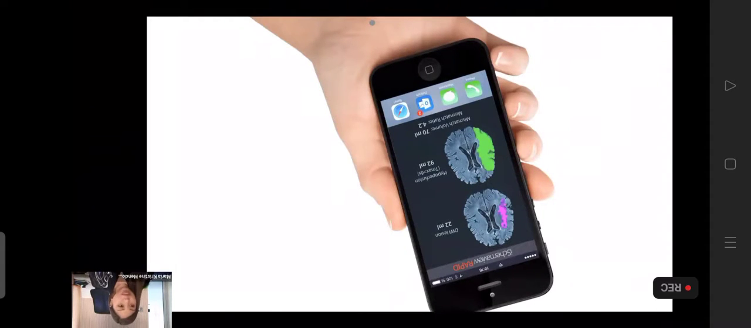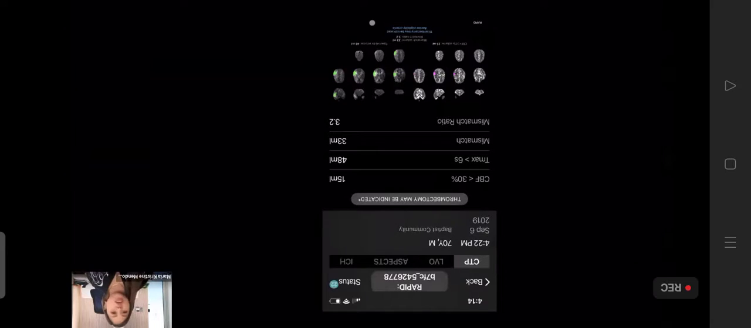What they use is this automated application, which is called RAPID. And this particular application would determine automatically the core infarct as well as the penumbra, and it will also already compute the infarct volume, as well as the mismatch ratio, as you can see in the screen.